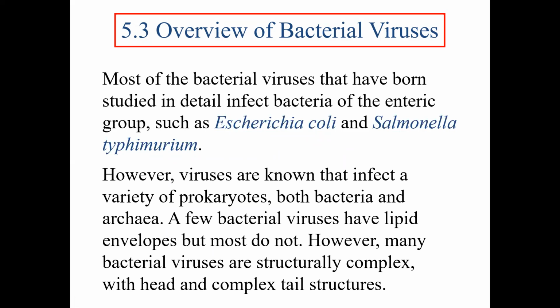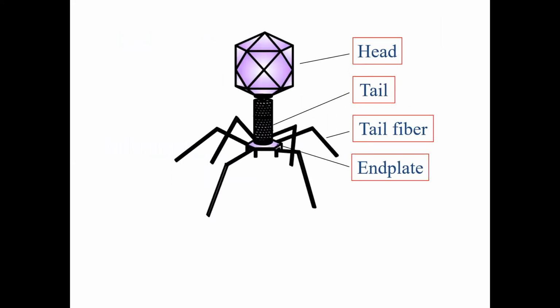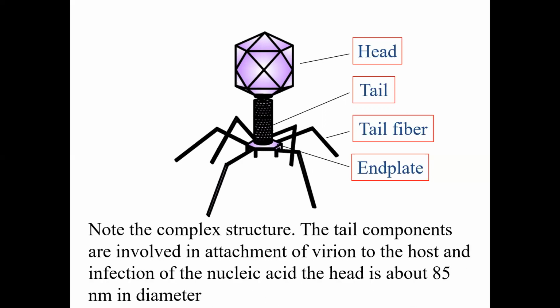In many bacterial viruses, you will also find the general structure of the complex head and tail structure that we looked at, which is the general way in which a bacteriophage looks. Right? Head and tail structure. So generally speaking, when we talk about bacteriophages, they all have this common type of structure. They very rarely vary from what this looks like. The tail components assist in attachment of the virion to the host cell. The nucleic acid head is measured at about 85 nanometers in diameter, generally speaking.